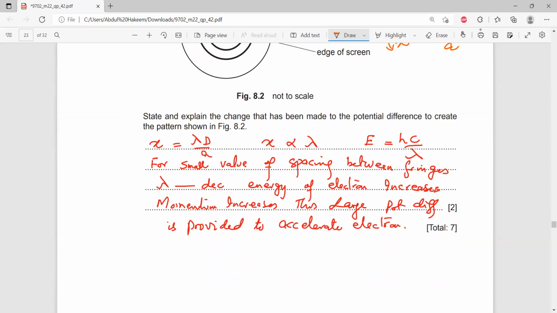State and explain the changes that have been made to the potential difference to create the pattern. Look, x is equal to lambda d over a, x is directly proportional to lambda, E is equal to hc over lambda, so E is inversely proportional to lambda. For a small value of the spacing between the fringes, lambda decreases, energy of the electron increases, momentum increases. This large potential difference is provided to accelerate the electron. So definitely, to get this situation, potential difference increases, energy of the electron increases, its acceleration increases, wavelength decreases. So when wavelength decreases, spacing decreases. So this is the answer for this.